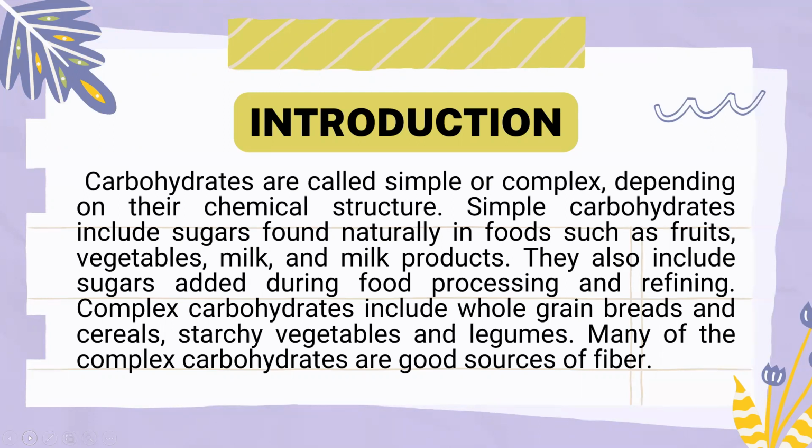So, simple carbohydrates include sugars found naturally in foods such as fruits, vegetables, milk, and milk products. So we have sucrose, fructose, lactose. They also include sugars added during food processing and refining. Complex carbohydrates, which are our polysaccharides, include whole grain breads and cereals, starchy vegetables and legumes. Many of the complex carbohydrates are good sources of fiber. So next slide.